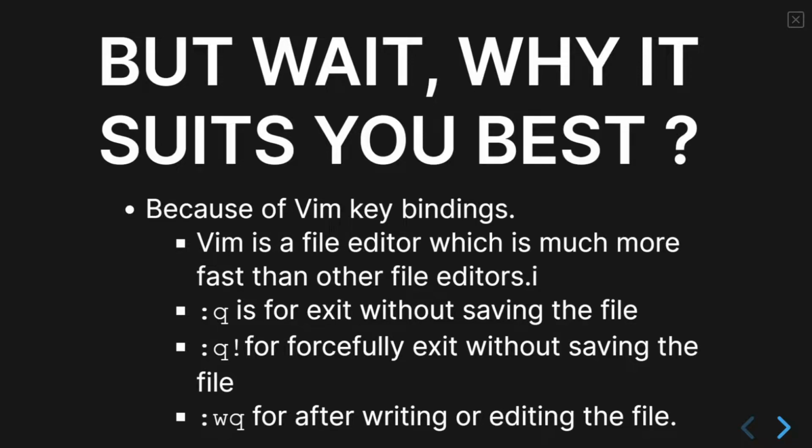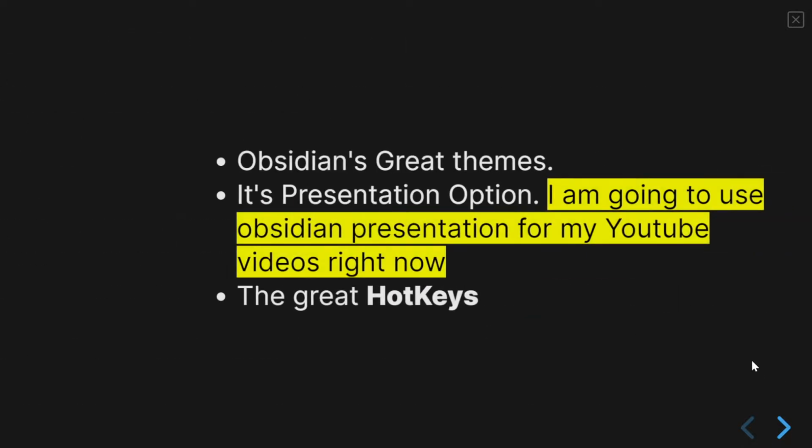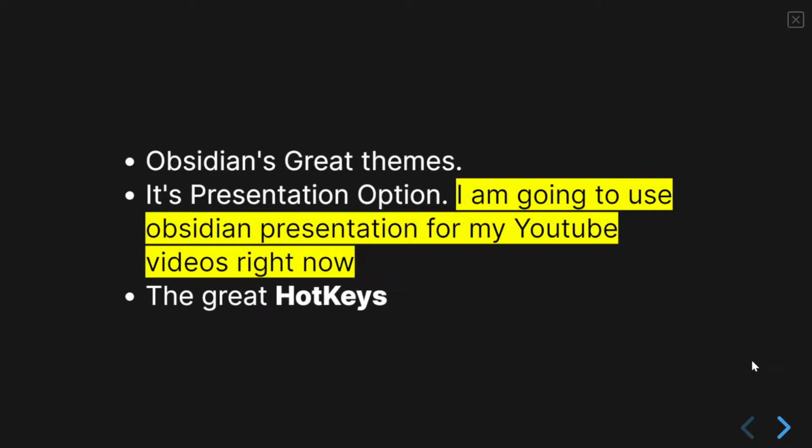Colon Q is to exit Vim without saving the file, and colon Q exclamation is to forcibly exit without saving the file. And for saving and exiting, you can use colon WQ. These keys are used after the escape button, when you hit escape, and later on you can use them. Three keys. And our next slide is about Obsidian having great themes.